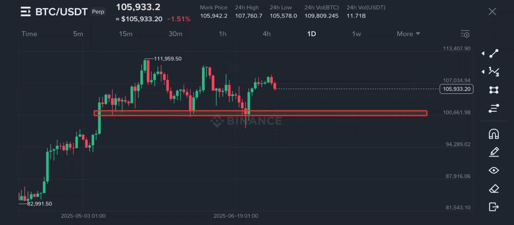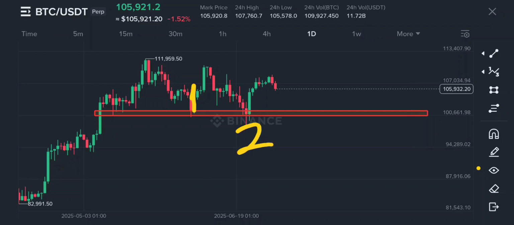You get me, guys? This first area is no longer valid, because price has taken out that area. The valid area of consideration now is this second area of liquidity. That is the valid area now.